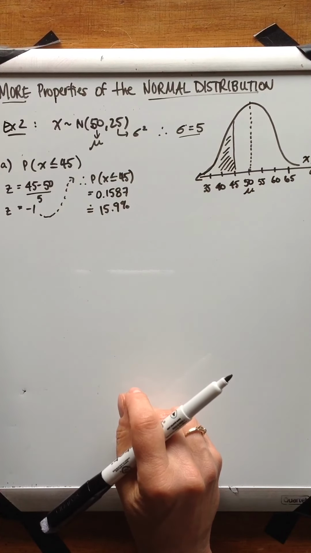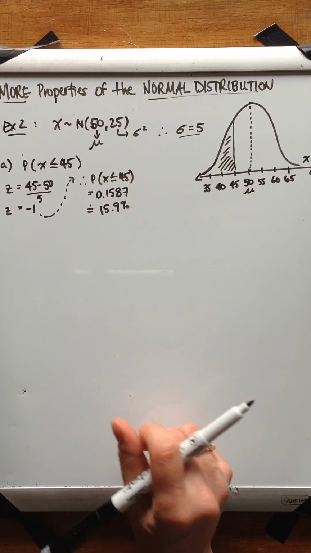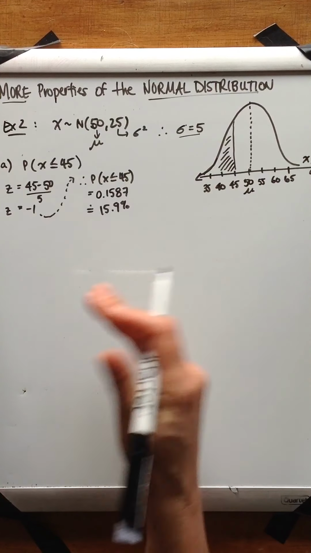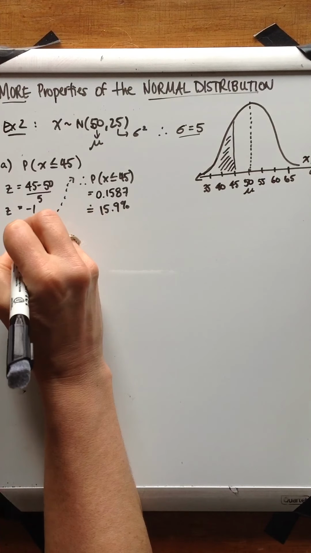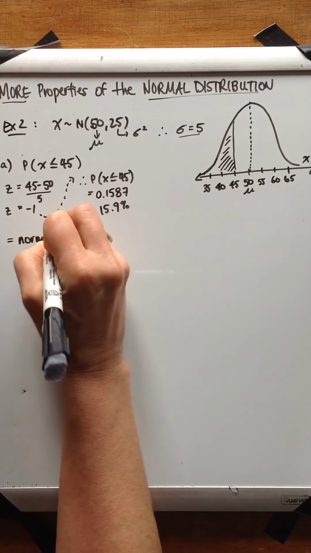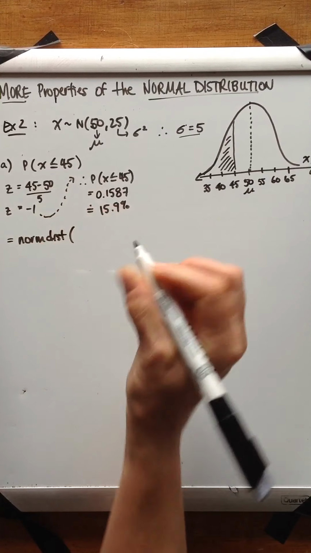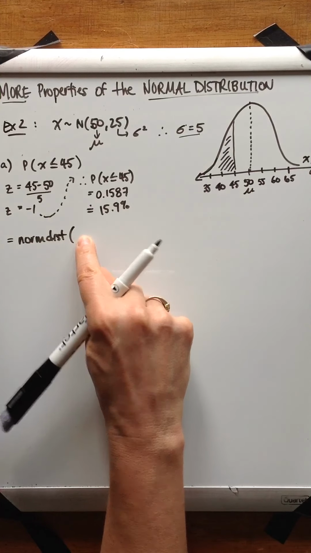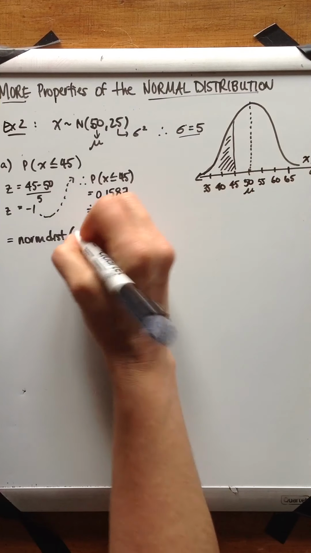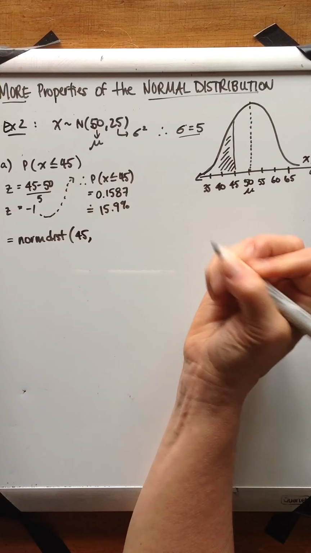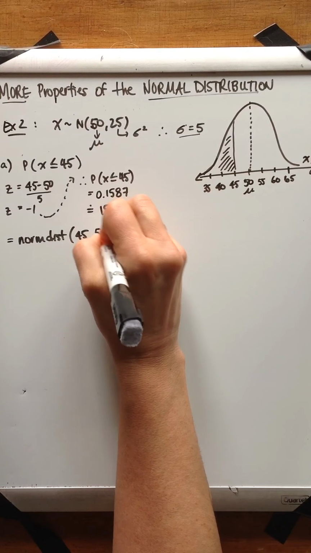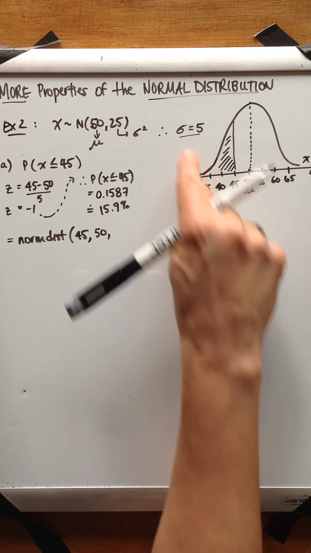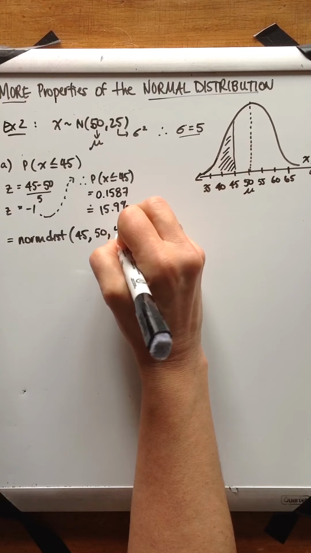Now, let's compare that to what we would input into Google Sheets. In Google Sheets, you would pick a cell and type in the following programming. You would say NORM.DIST for normal distribution. You would put in the value of x first. X here is 45, comma. Then we would put in the value of the mean, which is 50. Then we would put in the value of the standard deviation, which is 5.